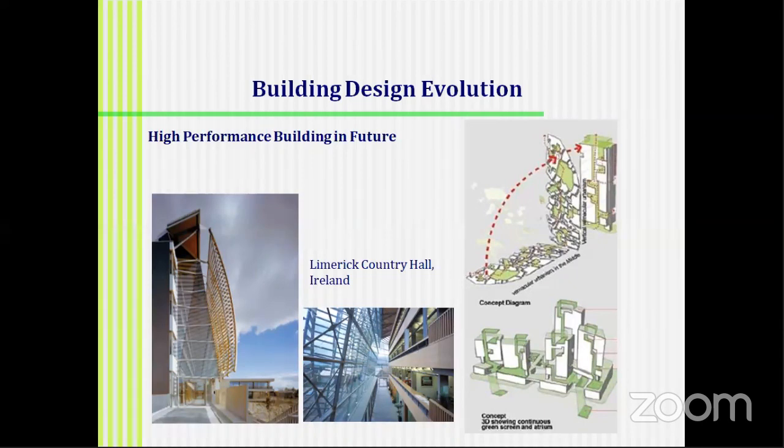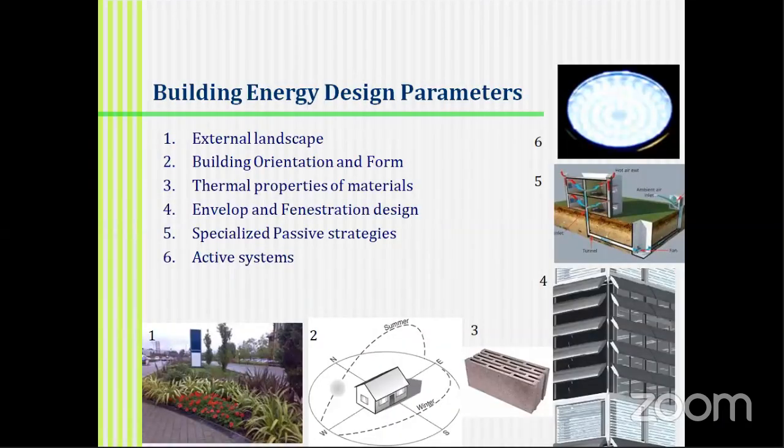It would also try to integrate many more passive and low energy systems into its design. Plus, it would also try to integrate greens and bring the advantages of effective landscape into building. This is where we need to go in times to come. So now, what are the design parameters that we normally consider when we talk of energy efficiency in buildings?